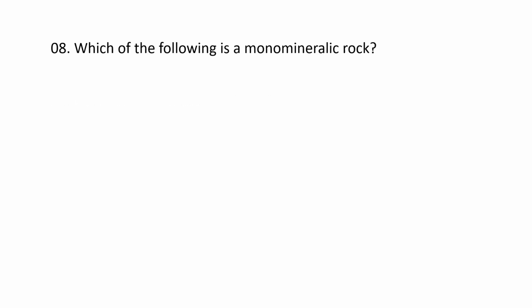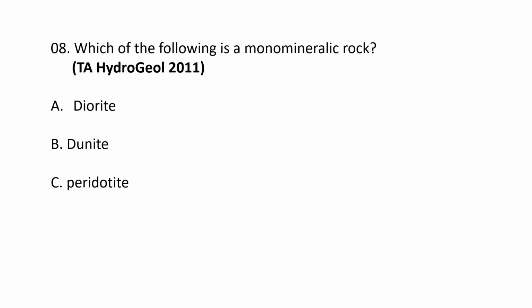Next question. Which of the following is a monomineralic rock? A. Diorite, B. Dunite, C. Peridotite, and D. Gabbro. So the correct option is B. Dunite.